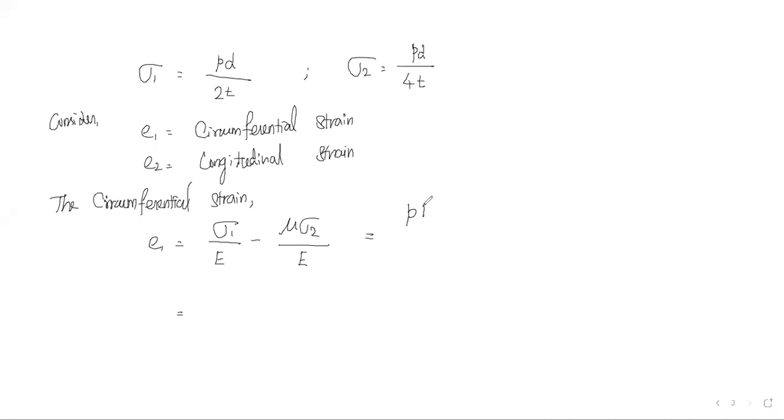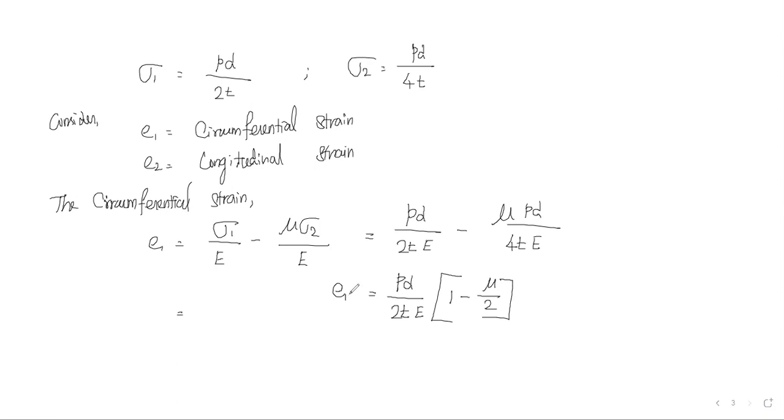Sigma 1 is equal to PD divided by 2TE minus mu into PD divided by 4TE. The common terms are P, D, 2T and E. If I take these outside, 1 minus mu by 2 is the formula for E1, that is the circumferential strain.